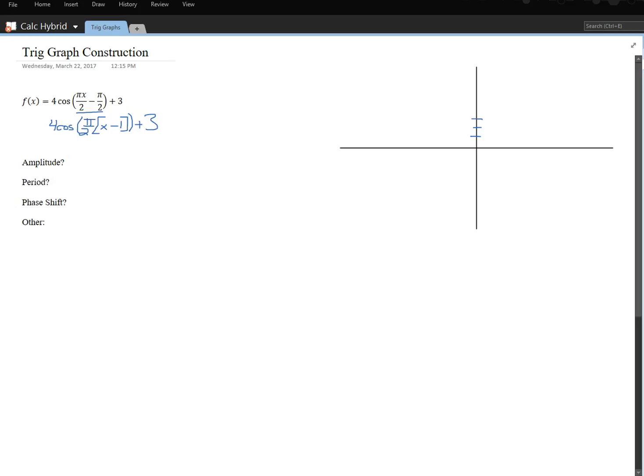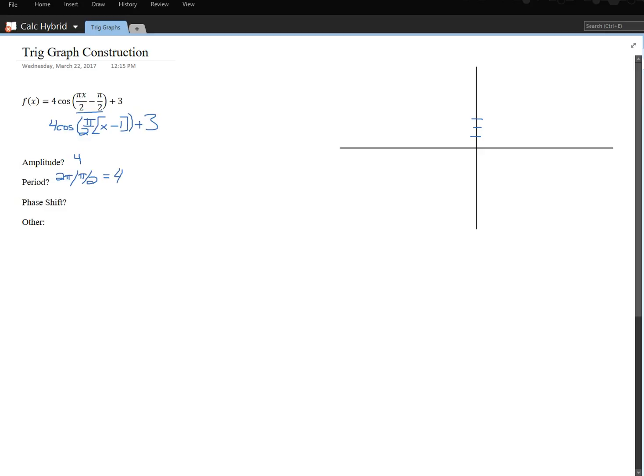Alright, so let's identify all the transformations now. The amplitude of this cosine wave is of course just 4, the thing out in front. The period, we're going to have to take the original period on a sine or cosine wave of 2 pi and divide that by our period transformation, which is pi over 2. So that's going to flip up. The pi's will cancel, and we'll also have a period of 4.